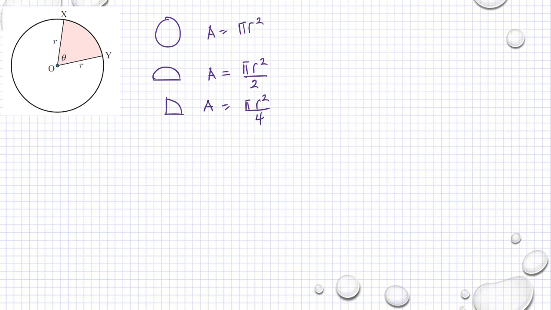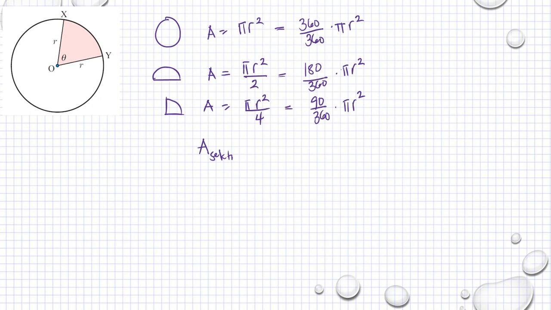But if we expand this with respect to theta, then we have 360 divided by 360 multiplied by pi r squared. And this one is 180 degrees divided by 360 multiplied by pi r squared. And this one is 90 divided by 360 multiplied by pi r squared. So the area of any sector, with a C, not with a K, is theta divided by 360 multiplied by pi r squared. This is again in degree measure.